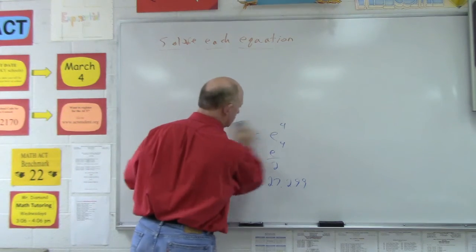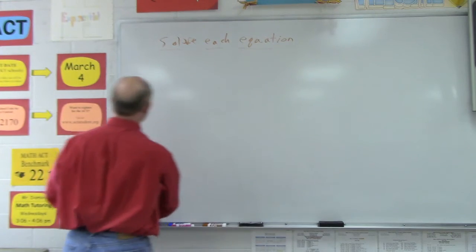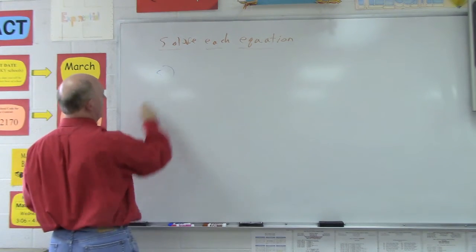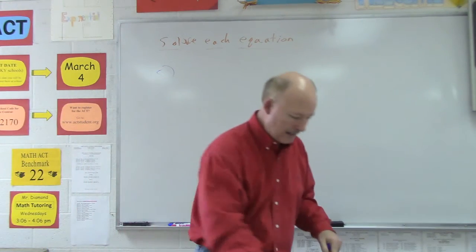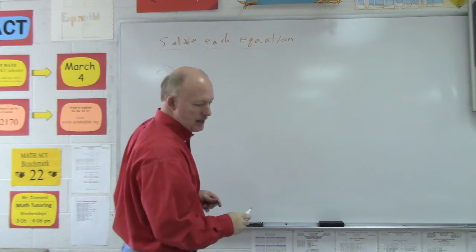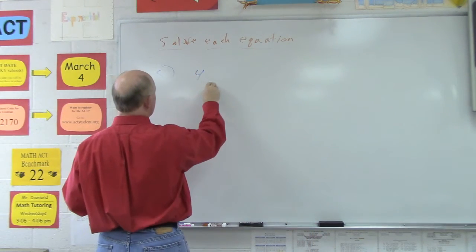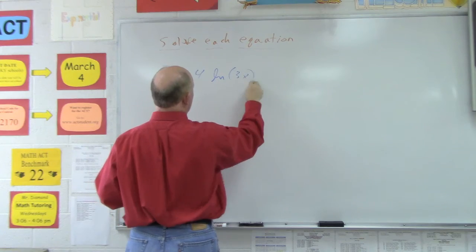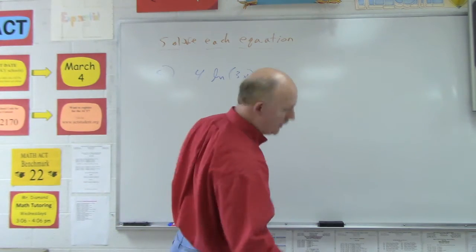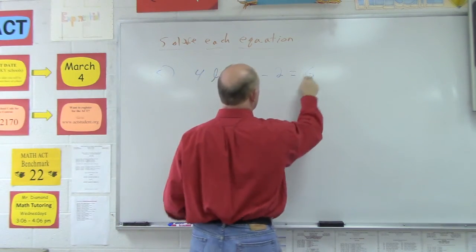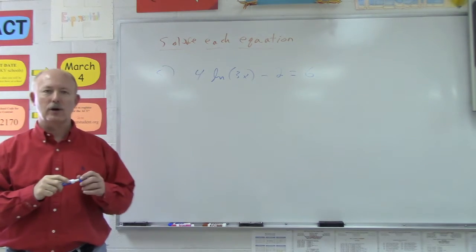Right. And let's do one last problem for this video, and that's going to finish this up. This will be number 5. Let's try another natural log equation this time. Let's try 4 natural log 3x minus 2 equals 6. So let's just try this natural log equation here first.